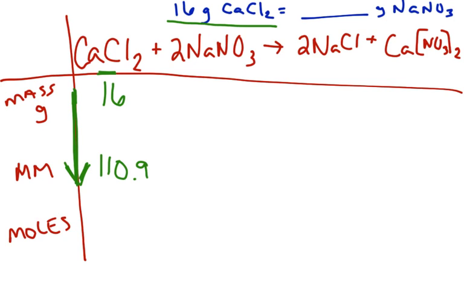So now, in order to find the moles, I have to do math. Both of these I was able to find just by looking at the periodic table and looking at the problem. So what you need to remember is down, divide. D for down, D for divide. So to get my answer for moles, I'm going to take 16 divided by 110.9.